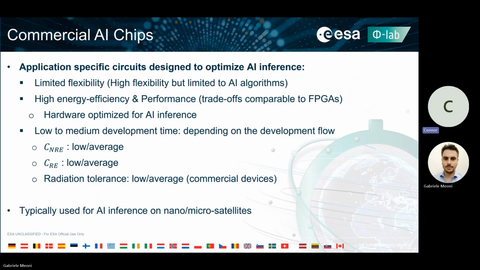But nowadays, at least to the best of my knowledge, you don't have chips that are designed to do AI inference in space. With some, you have them, but they are a small minority. Most of the ones that I use are commercial, so the radiation tolerance is not that high, just because the device has been designed for commercial purposes on Earth. They are typically used for inference on nano and microsatellites, and for instance, the PhiSat-1 that I presented before to do cloud detection used one of these devices.